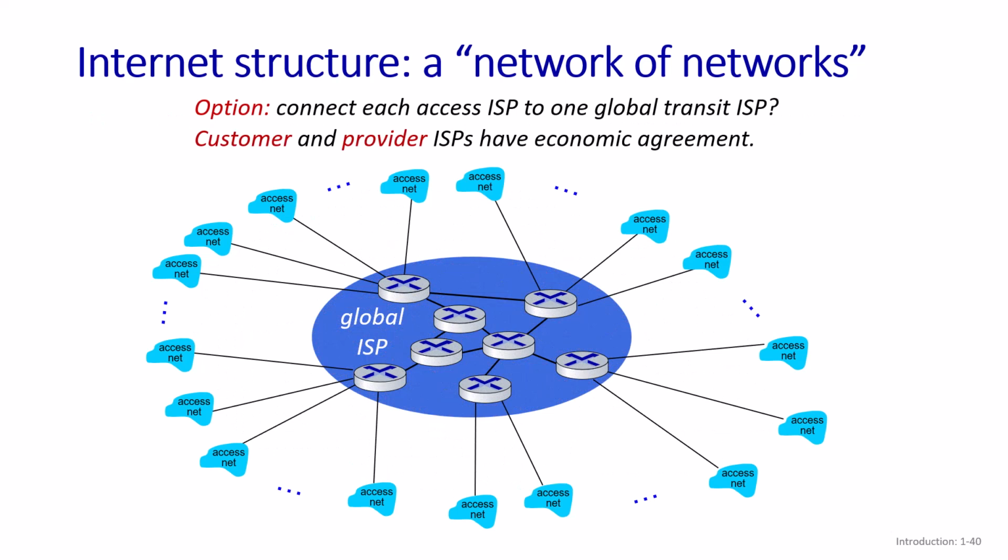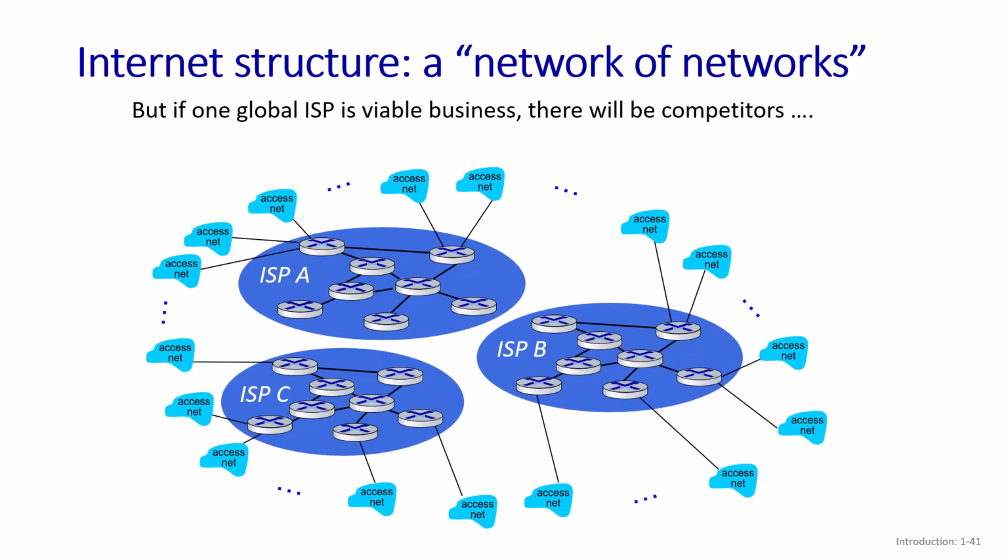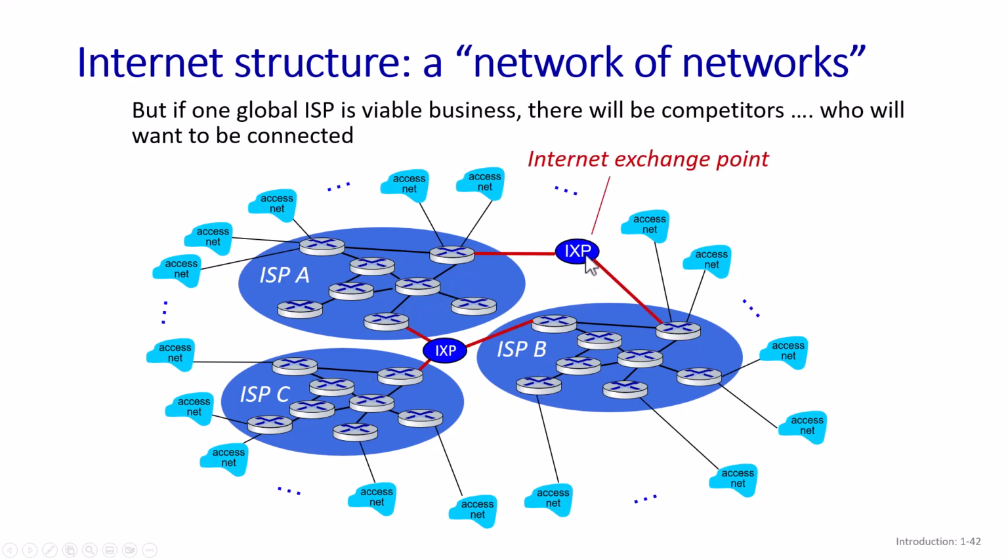Now, another option might be connecting each access network to one global transit ISP. Now, the customer and provider ISP may have an economic agreement, and if this one global ISP is a viable business, then there will be competitors. And they will also want to be connected to each other, because one host in one access network would like to connect to another host in another access network which belongs to another ISP. So these ISPs need to be connected to each other in some way, and we have internet exchange points for that over here and over here. This internet exchange point is actually connecting ISP A to ISP B, and this internet exchange point is connecting ISPs A, B, and C, and sometimes the ISPs have special agreements between each other, and they may have peering links between their routers.